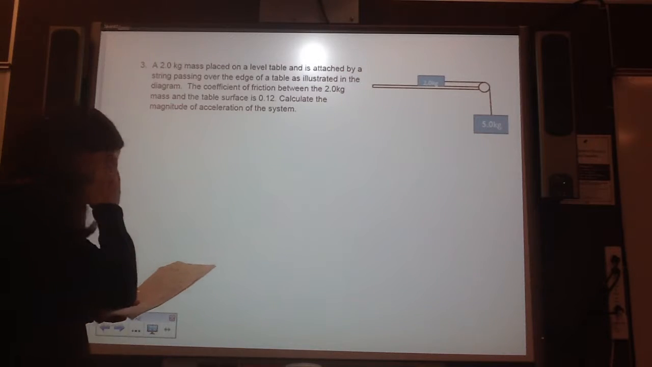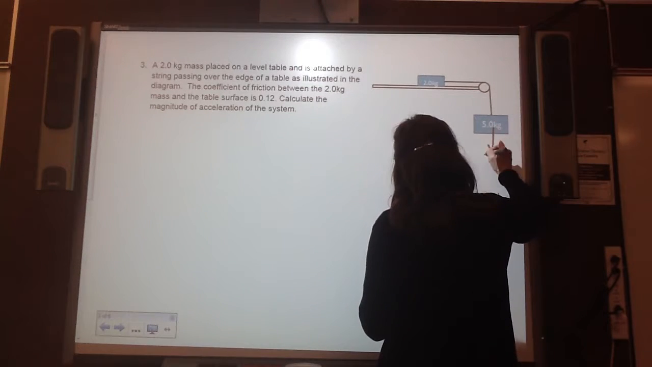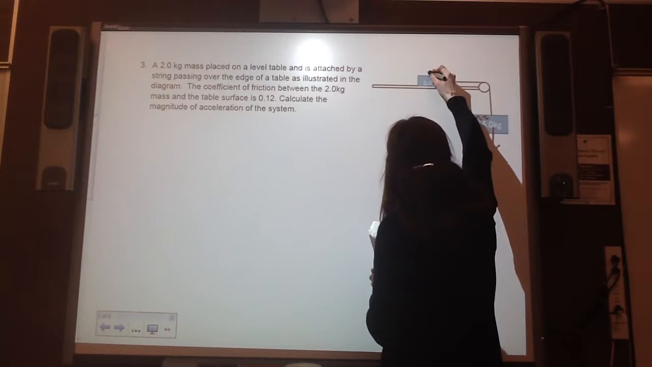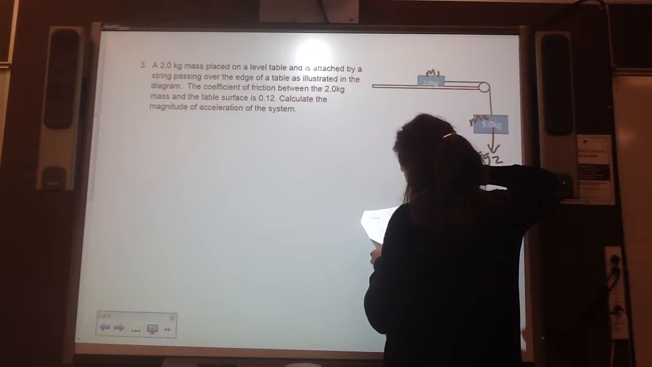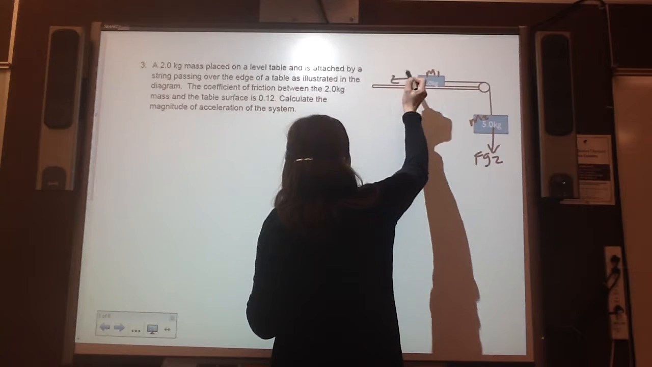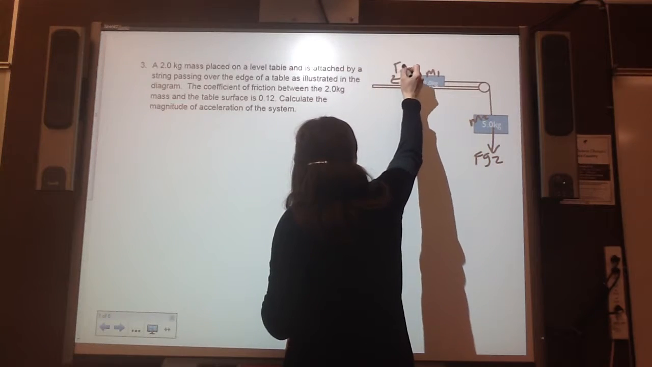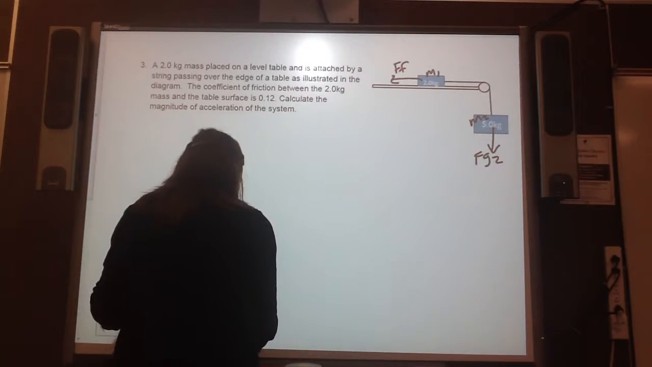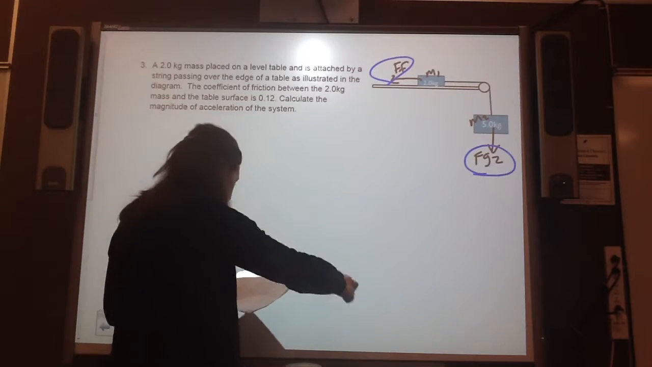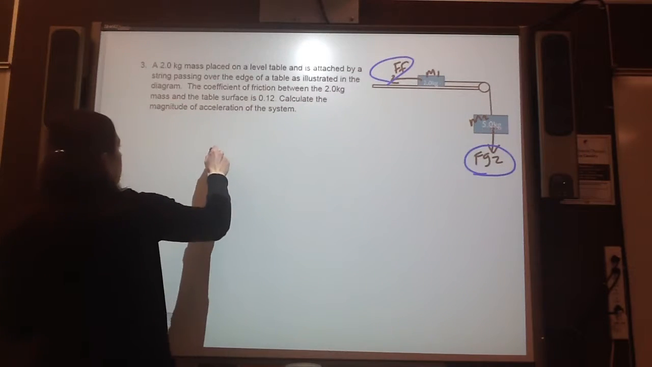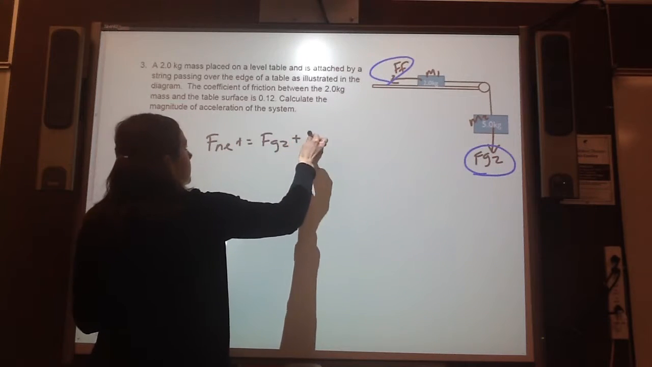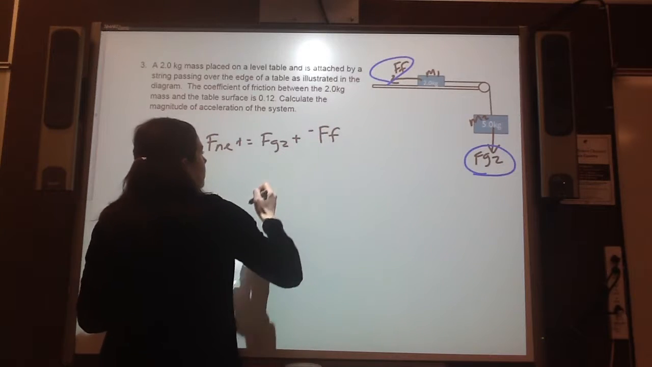So if I was to figure out what my F net was, I should draw my free body diagram. I'm going to set my 5 kilogram one to mass 2, and mass 1 is 2 kilograms. What is the last force here opposing? It would be the force of friction. So these are the two forces that I need to look at in order to find my F net. So my F net is equal to Fg2 plus negative of my force of friction.